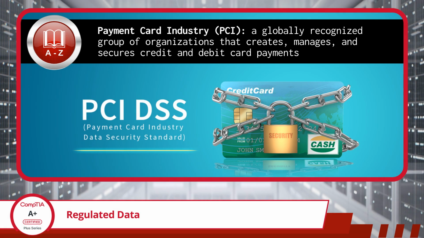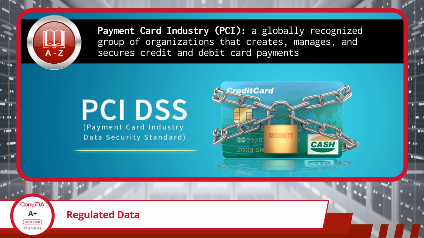One significant type of regulated data is credit card information, which is governed by the Payment Card Industry Data Security Standard, abbreviated as PCI-DSS. But before we dive into PCI-DSS, let's talk about the payment card industry itself. The payment card industry refers to a globally recognized group of organizations that create, manage, and secure credit and debit card payments. This includes banks, card issuers, payment processors, and merchants, all working together to ensure the safe handling of payment information. To protect cardholder data within this ecosystem, the Payment Card Industry Data Security Standard was established.